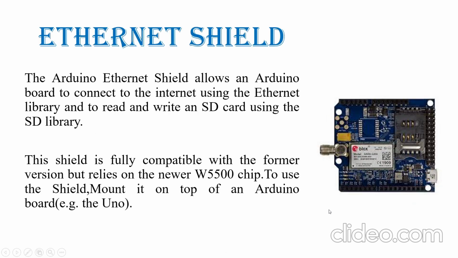Then Ethernet shield. The Arduino Ethernet shield allows an Arduino board to connect to the Ethernet using the Ethernet library and to read and write an SD card using the SD library. This shield is fully compatible with the former version but relies on the newer W5500 chip. To use the shield, mount it on the top of an Arduino board, for example Uno. Here you can see our Ethernet shield.